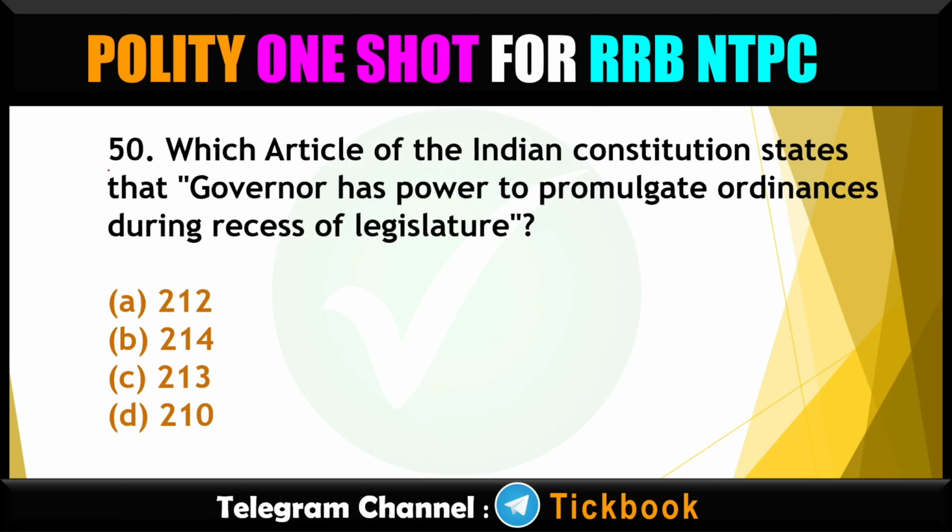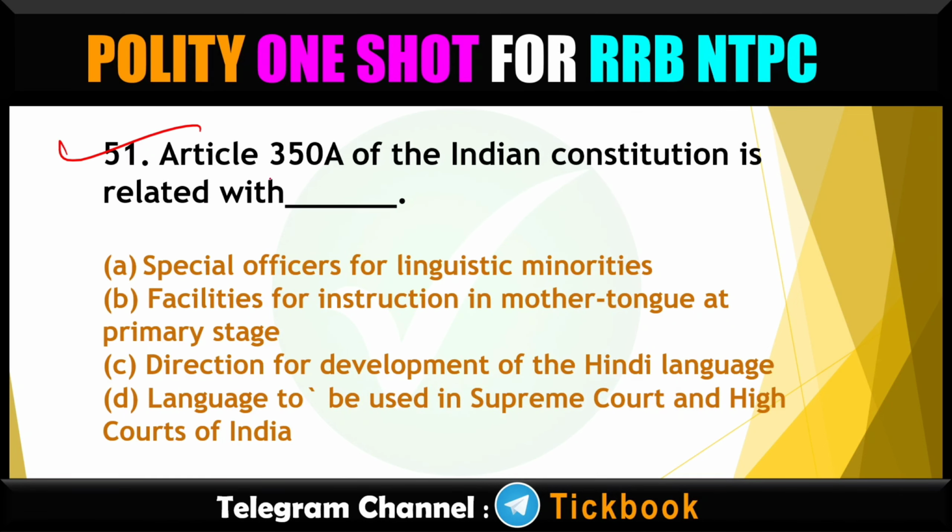Union list. 50. Which article of the Indian Constitution states that governor has power to promulgate ordinances during recess of legislature? Option number C is the right answer. 213. 51. Article 350A of the Indian Constitution is related with? Option number B is the right answer. Facilities for instruction in mother tongue at primary stage.